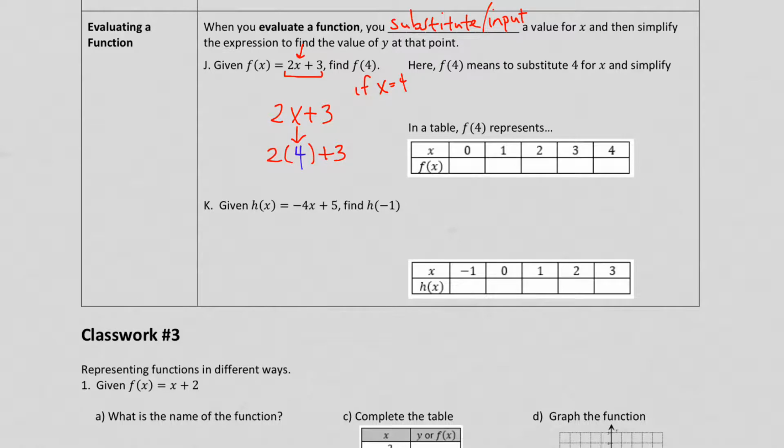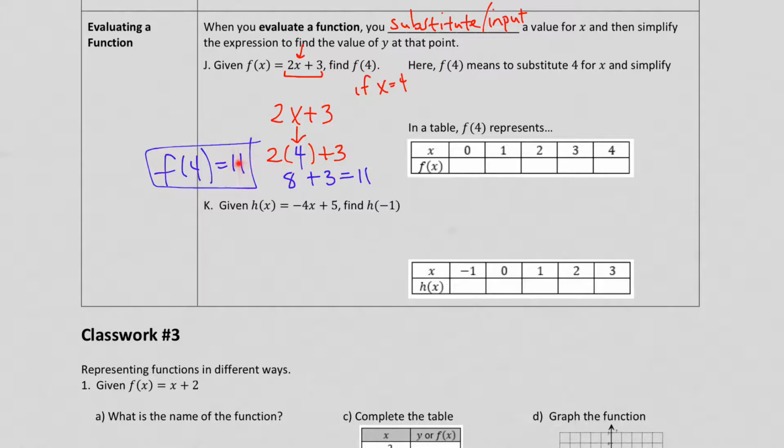Once you input that 4, in this case, you just work it out. So this is not too terrible. 2 times 4 is 8. Then plus 3 is 11. So to write this formally, I can say f of 4 equals 11.